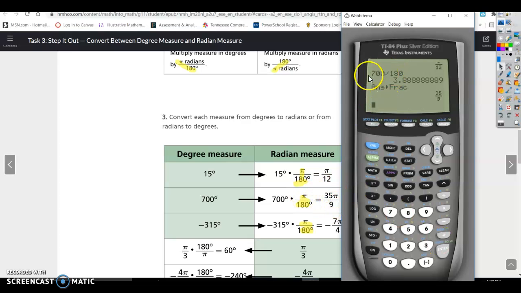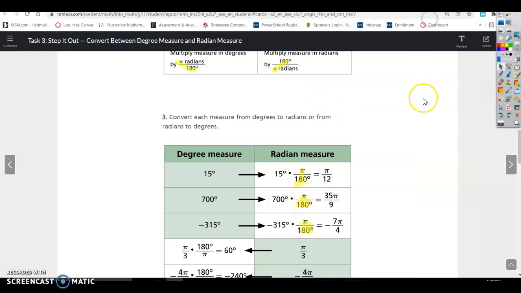Now, you may say, why am I dividing? This says multiplication. Well, remember, anytime you're multiplying two fractions, this has to be over 1, and this has to be over 1. So what I'm doing is just multiplying across the top and then dividing by what's on bottom. Since I know I'm keeping pi when I go to radian measure, that's why I can just do 700 divided by 180 and then reduce the fraction.